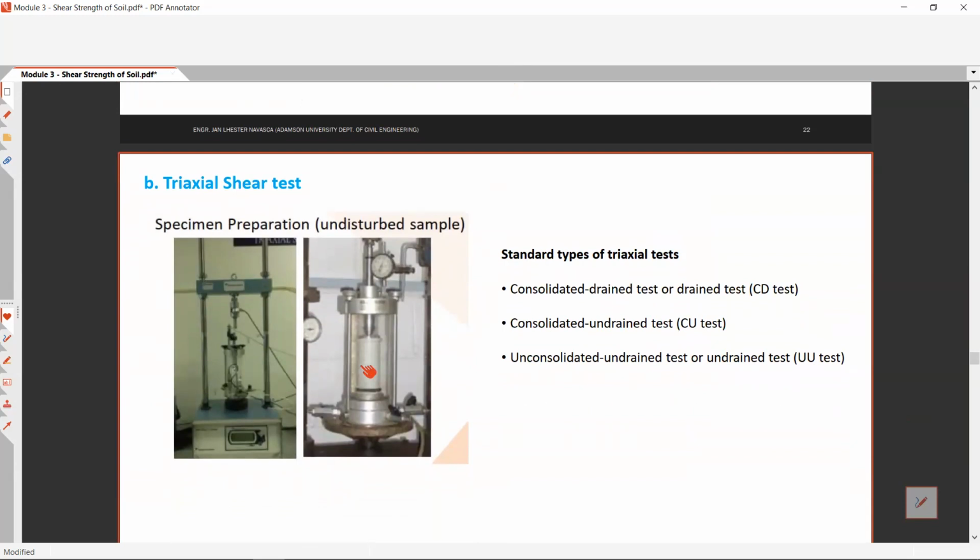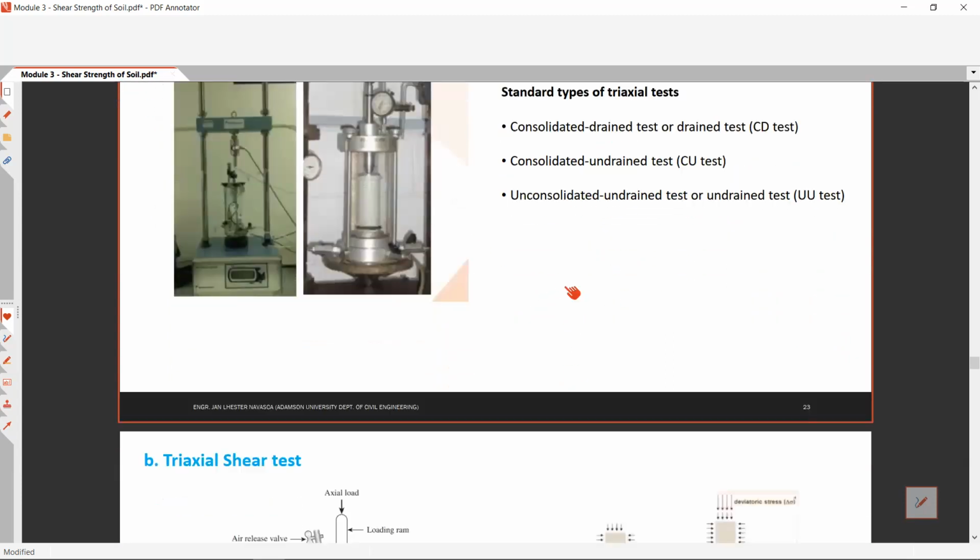Okay, that's one. So for the standard types of the triaxial test, we have the consolidated drained test or the drained test, the CD test. We have the consolidated undrained test or the CU test, and the unconsolidated undrained test or the undrained test, or we call it the UU test. So we have three: CD test, CU test, and UU test. So basically combination lang to ng consolidated and drained. So pwedeng consolidated drained, consolidated undrained, unconsolidated undrained. Okay? Then wala lang yung isa.